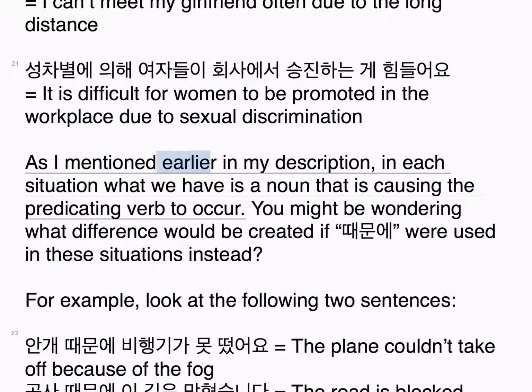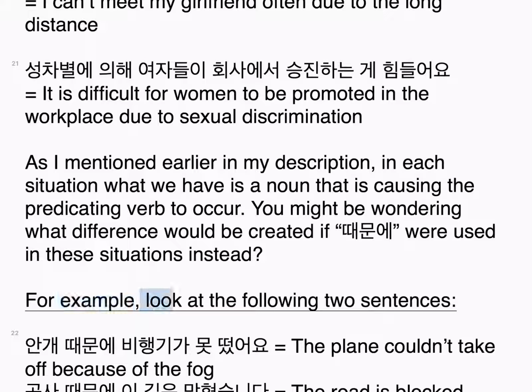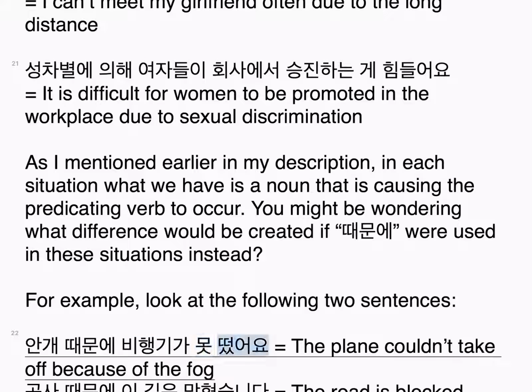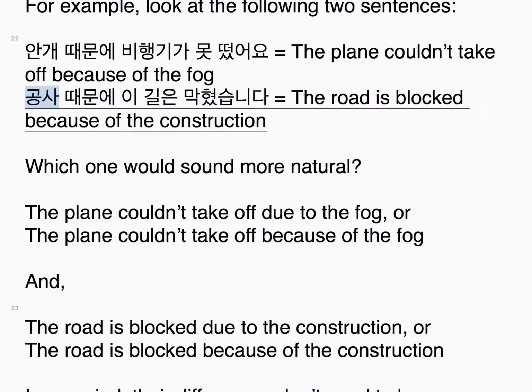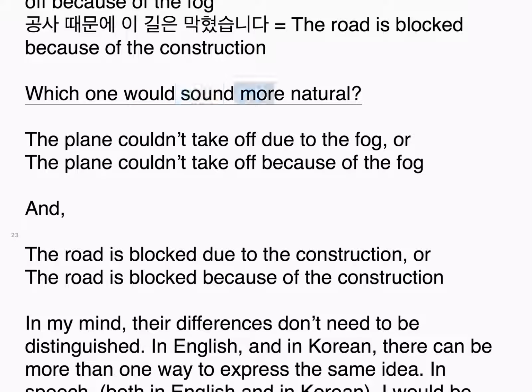As I mentioned earlier in my description, in each situation what we have is a noun that is causing the predicating verb to occur. You might be wondering what difference would be created if 때문에 were used in these situations instead. For example, look at the following two sentences. 안개 때문에 비행기가 못 떴어요. The plane couldn't take off because of the fog. 공사 때문에 이 길은 막혔습니다. The road is blocked because of the construction. Which one would sound more natural?